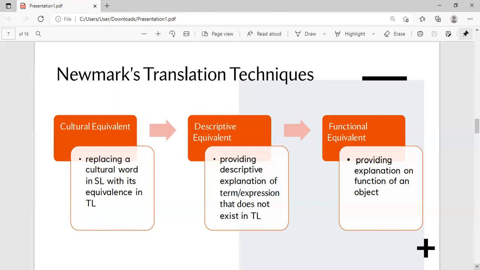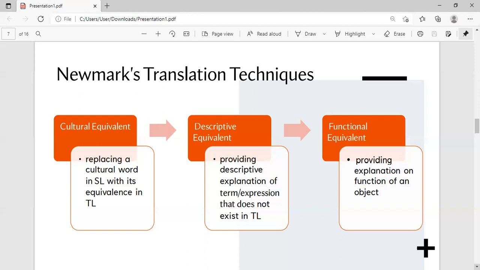Descriptive equivalent occurs when a translator provides a descriptive explanation of a term or expression that doesn't exist in the target language. So if a translator is using a descriptive equivalent, then the result of the translation in the target language may be longer than that in the source language.